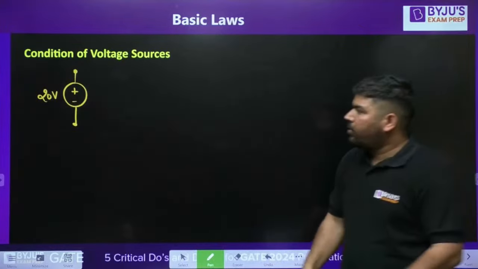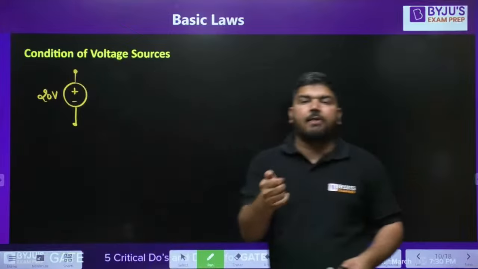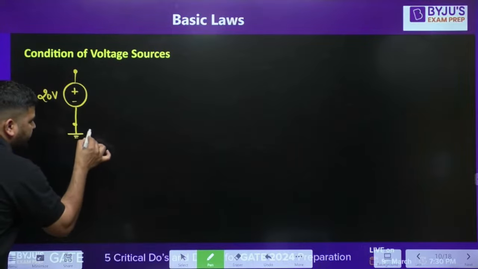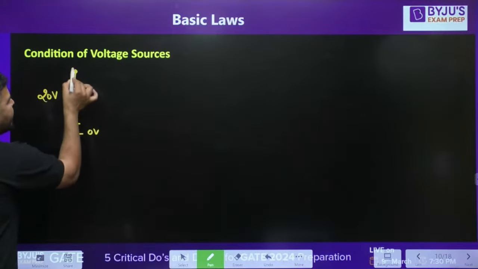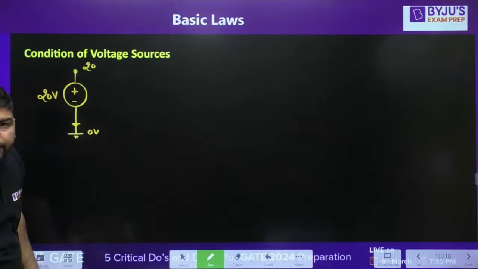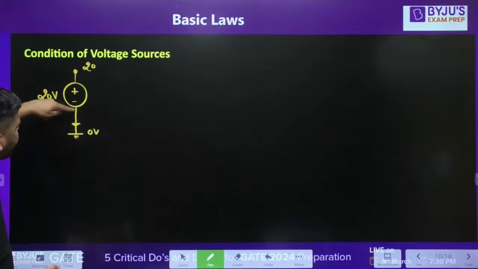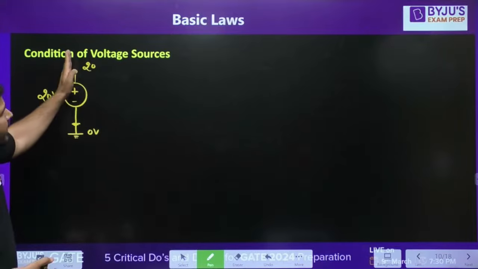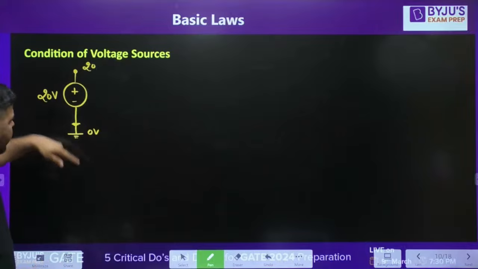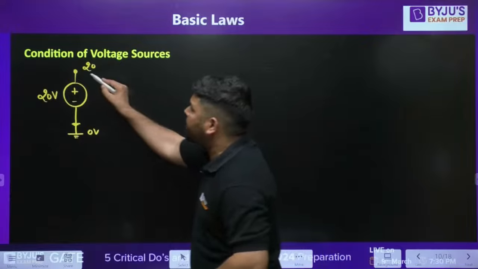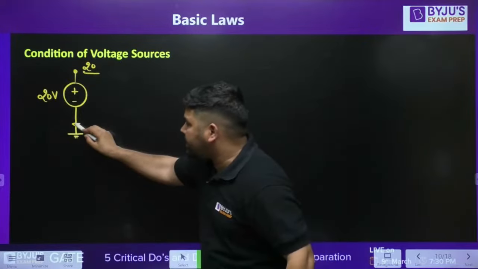You cannot define a point voltage unless you know the reference. Let's say I assume that this point is at 0 volt. Then this point will be at 20 volt. It means this source will maintain the difference. This will be at lower potential, this will be at higher potential. Whenever you go from minus to plus, the voltage will be added. If this is 0 volt, then this will automatically become 20 volt.